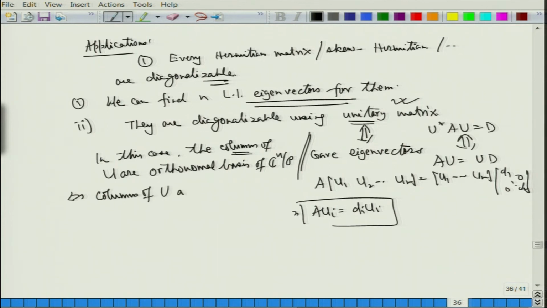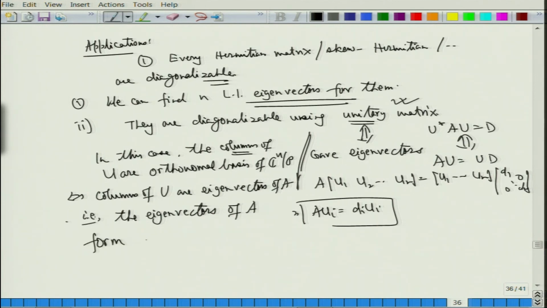Columns of U are eigenvectors of A, fine. So what we are saying is that the eigenvectors of A form an orthonormal basis of Cn over C. Is that okay? So they form an orthonormal basis.